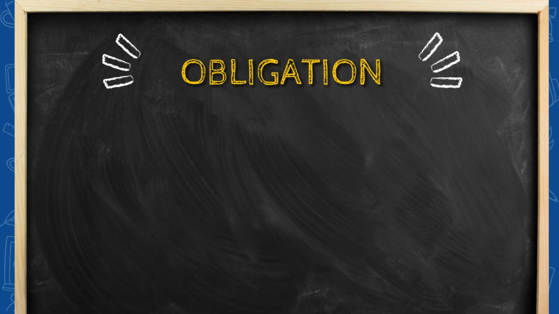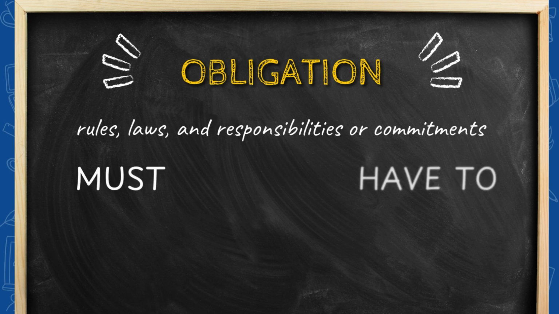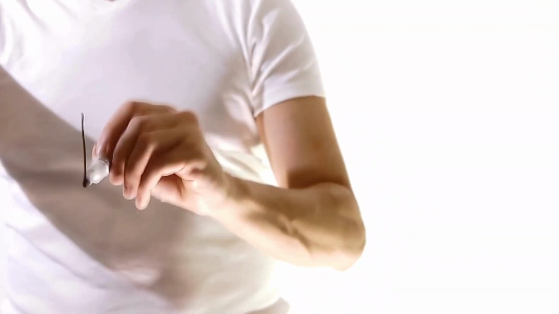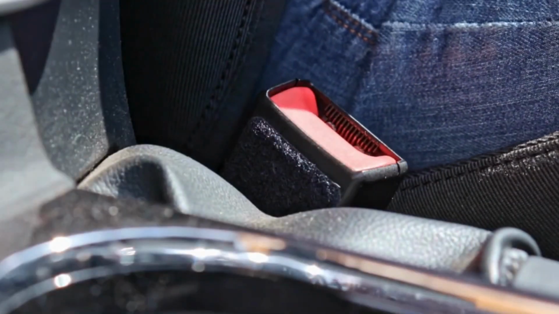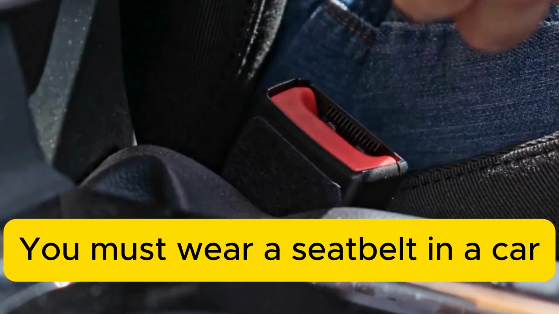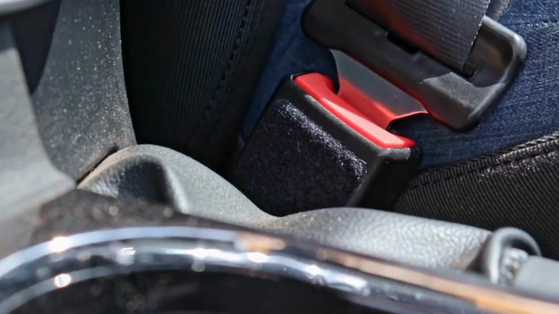Alright, now let's talk about obligation. This is when we talk about following rules or laws and responsibilities or commitments. For this, we use modal verbs like must and have to. Must expresses strong obligation. It's often used for rules, laws, or serious responsibilities. For example, you must wear a seatbelt in a car. This is a law. There is no debate, no option.